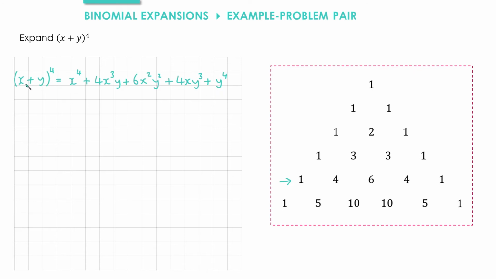After that, we put in the powers of x, which will be descending, so x to the 4, x cubed, x squared, x and no x's. And then we do the powers of y, which are increasing, so no y's, y to the 1, y squared, y cubed, and y to the 4.